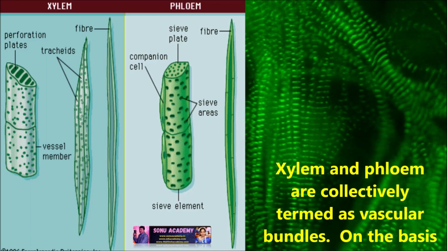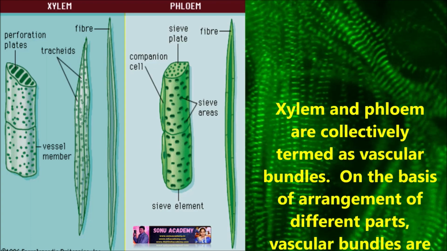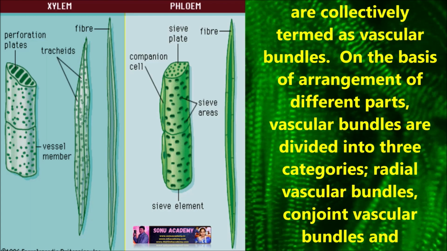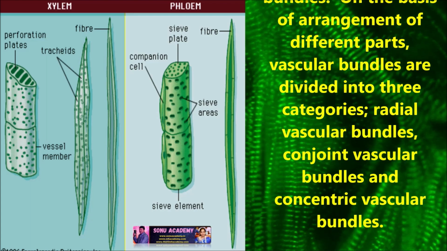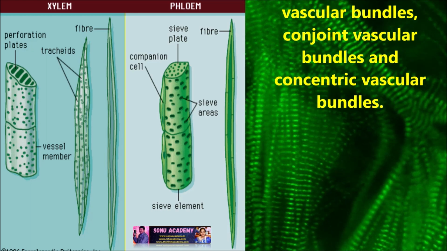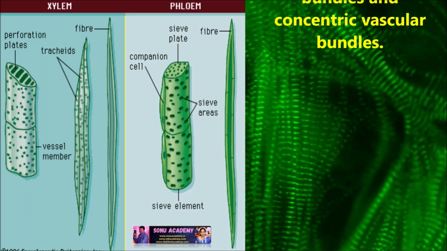Vascular bundles. Xylem and phloem are collectively termed vascular bundles. On the basis of the arrangement of different parts, vascular bundles are divided into three categories: radial vascular bundles, conjoint vascular bundles, and concentric vascular bundles.